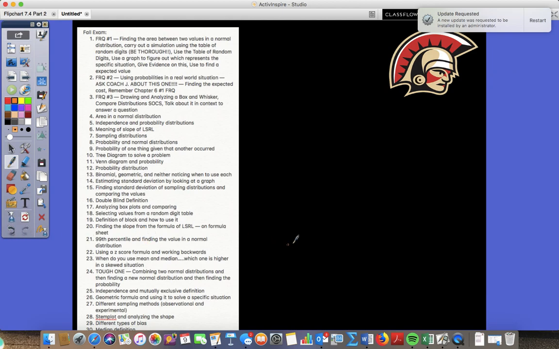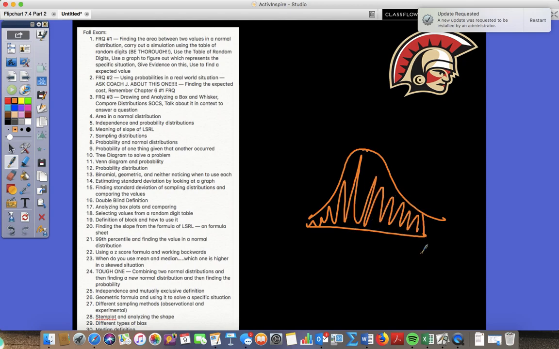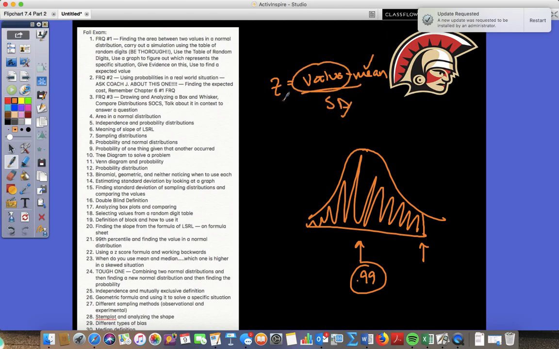We talked about this idea on number 21, the 99th percentile. If I did the 99th percentile, it would be all of these right here, where the area here would be 0.99. You could use a z-score or inverse norm, but this would be the value minus mean divided by standard deviation. Traditionally, they'll give you the standard deviation and mean. They want you to find the value. It's like you're working backwards on this one.